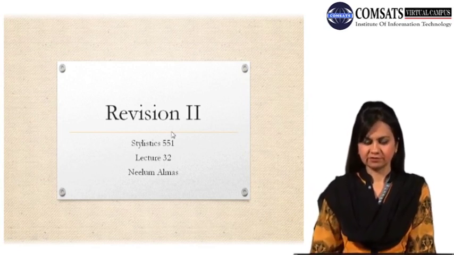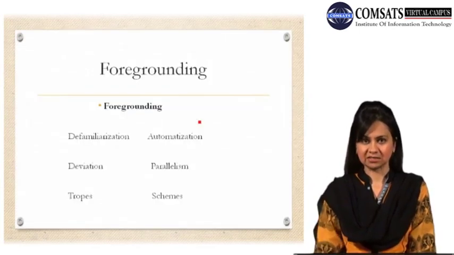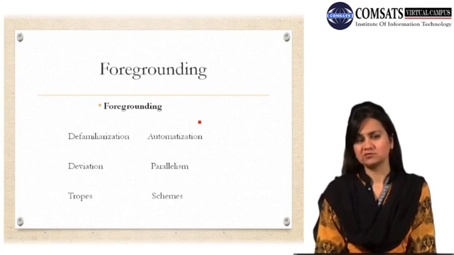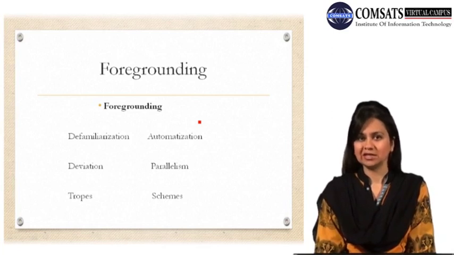So today we will observe how stylistic analysis depends upon the identification of foregrounded features. What is foregrounded? How is it linked with parallelism, deviation, tropes and schemes?